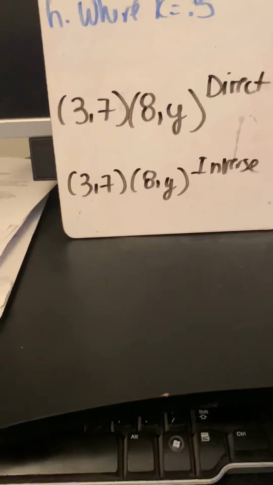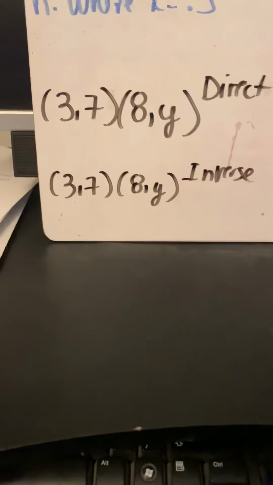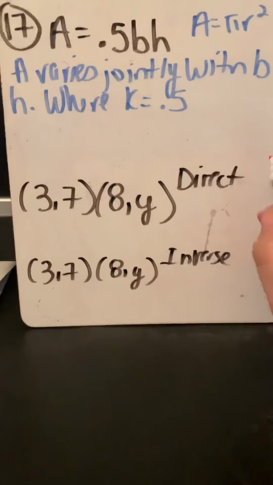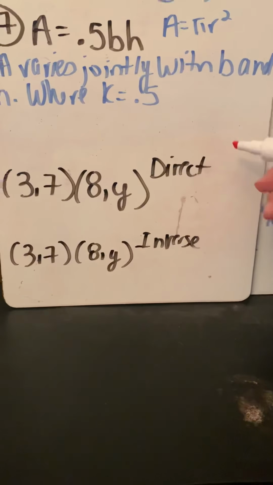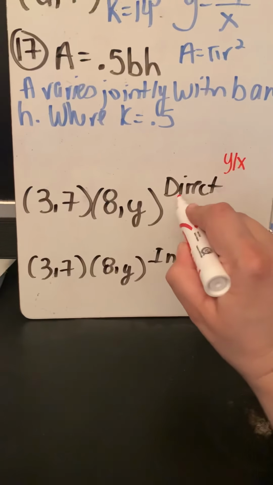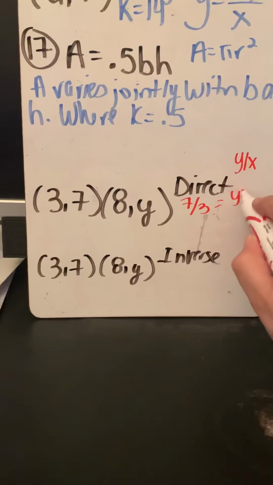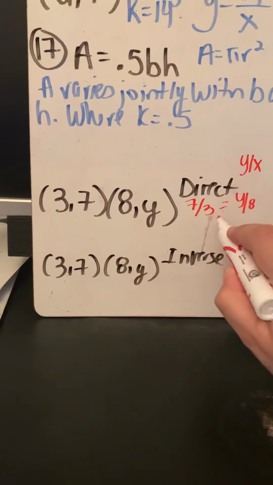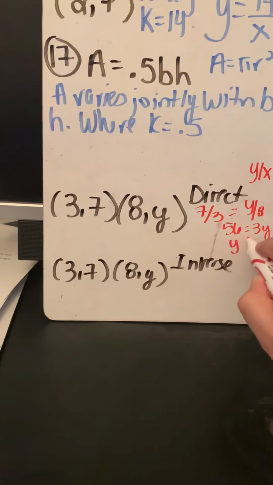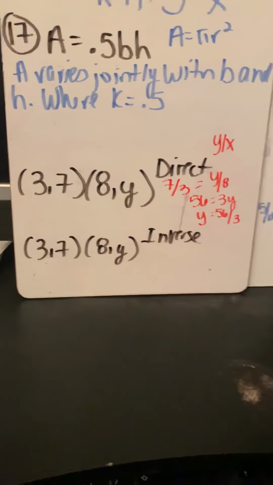So down below here, on the rest of these, they're going to ask you to find the missing variable. Okay, so if you're dealing with a direct variation, remember direct variation, again, is y over x. So I'm going to set up my proportions. 7 over 3 equals y over 8. Cross multiply to solve. 56 equals 3y. Y equals 56 thirds. That easy.